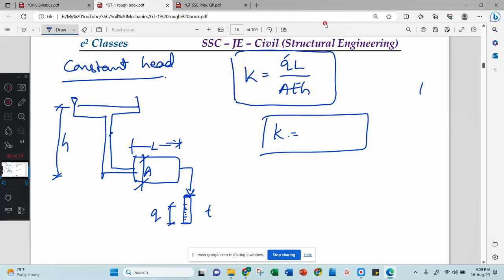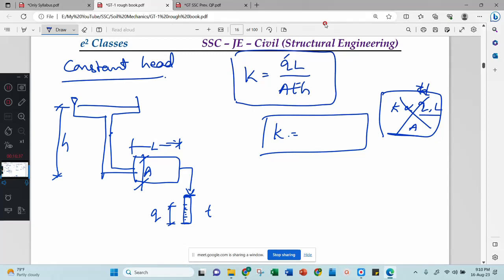Don't say that k decreases. Don't say that k is directly proportional to q, directly proportional to l, directly proportional to a. Don't say like this. These are all not material properties. These are all just an experimental setup. Therefore, k will be constant.